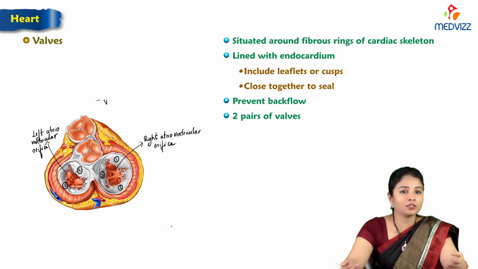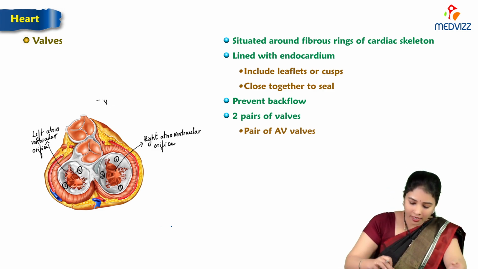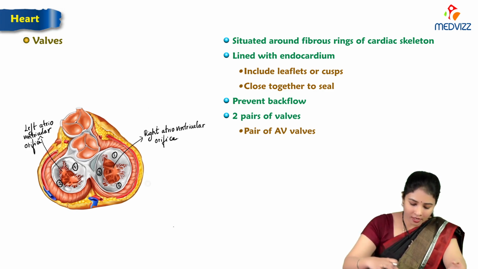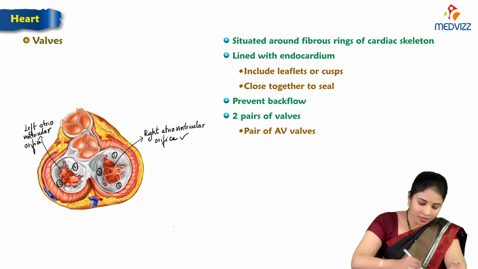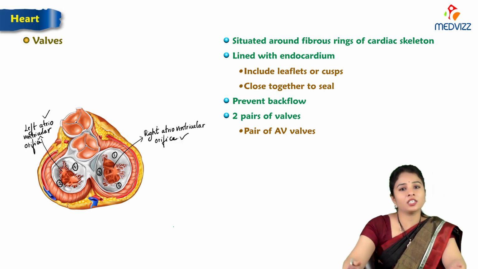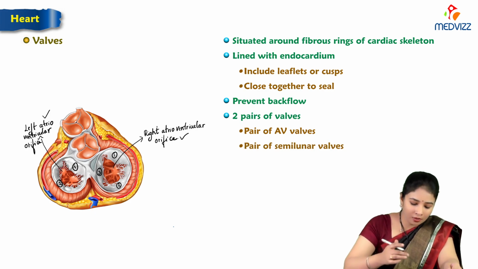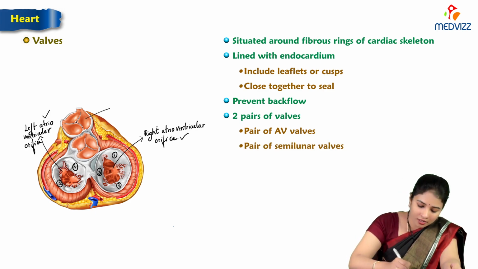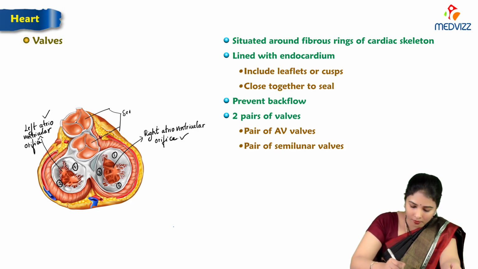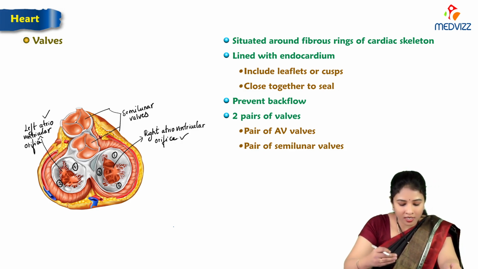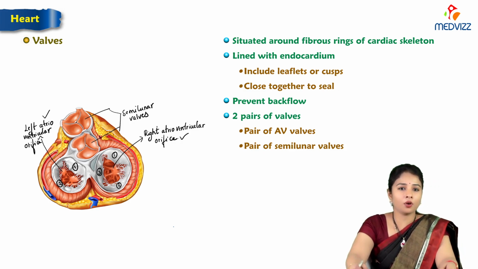And there are 2 pairs of valves in the heart, a pair of atrioventricular valves. So these 2 are the right atrioventricular and left atrioventricular orifices, which contain the atrioventricular valves, and there are a pair of semilunar valves. So here, the semilunar valves guard the pulmonary and the aortic orifices.